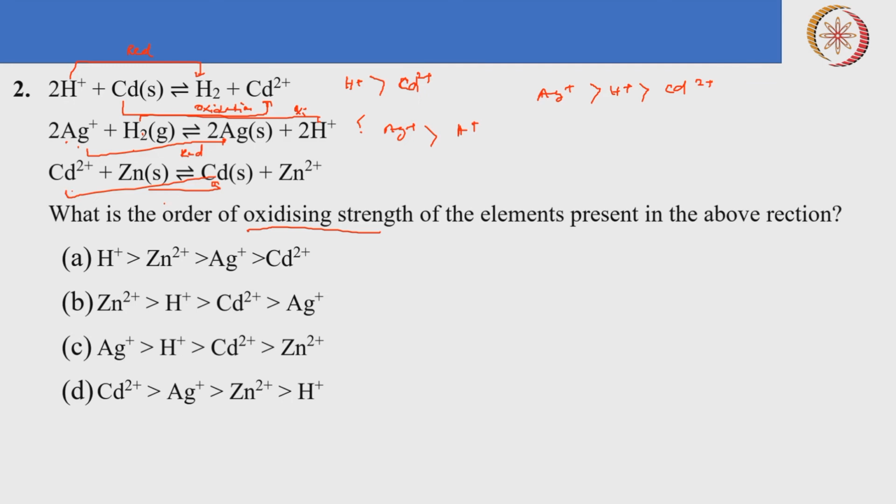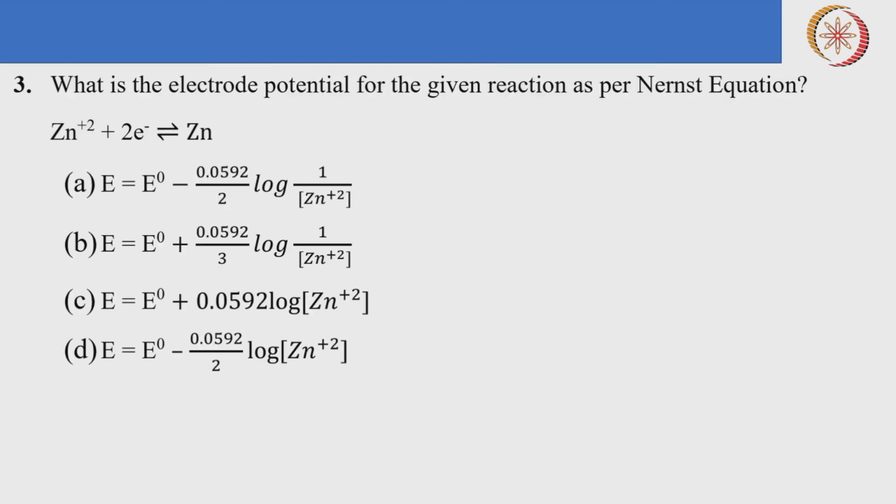Now here cadmium 2 plus is going to cadmium 0, so that is reduction, and zinc is going to oxidation. Cadmium 2 plus is oxidizing zinc, so the oxidizing power of cadmium 2 plus is higher than zinc 2 plus. So what is the answer? I think C is the answer.